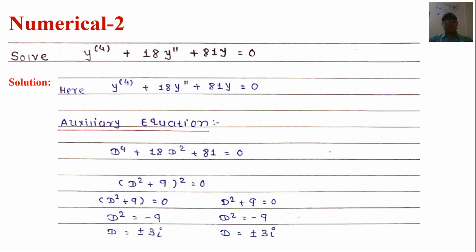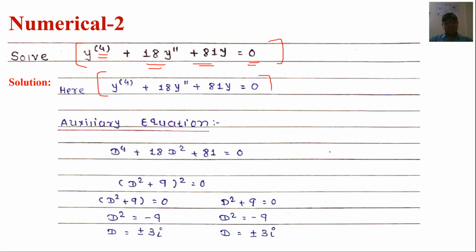Now let us solve the second numerical. In the second numerical, y raised to 4 plus 18y double dash plus 81y is equal to 0. Now here you can observe that this is a fourth order differential equation, and this y raised to 4 is nothing but the fourth derivative of y with respect to x. So this is the given differential equation.